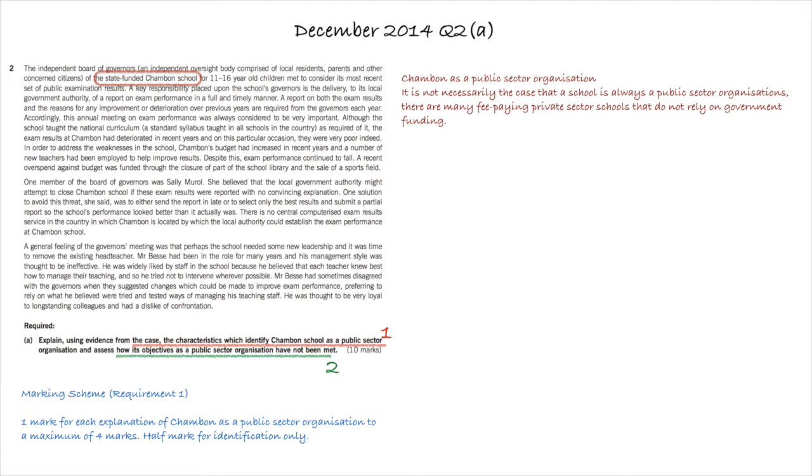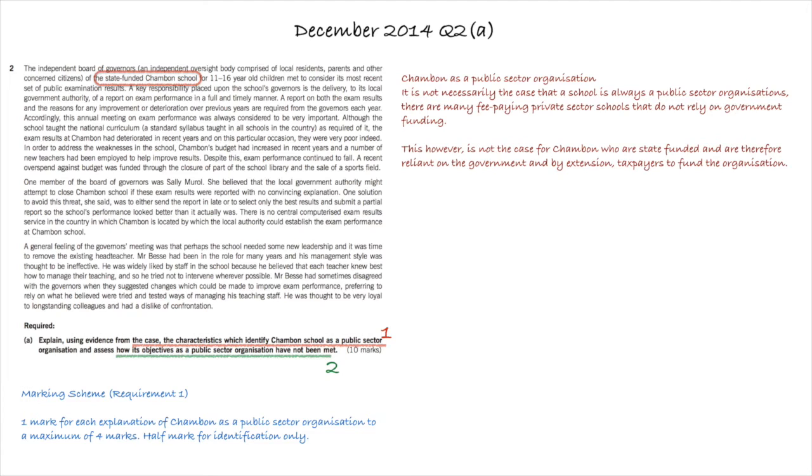So, for example, the first point here I would make is looking at this state-funded point. So you can see I've highlighted the state-funded school. Well, if it's state-funded, that means they're reliant on the government and by extension taxpayers to fund the organisation. So that would be my first point.